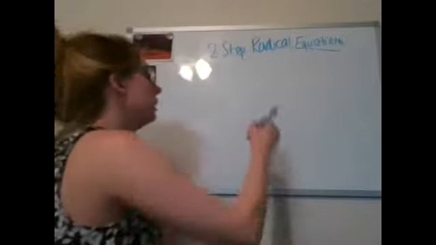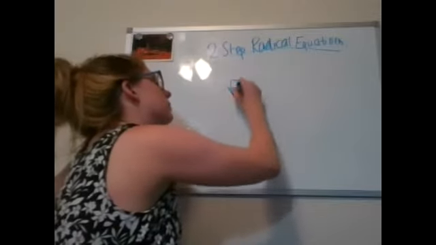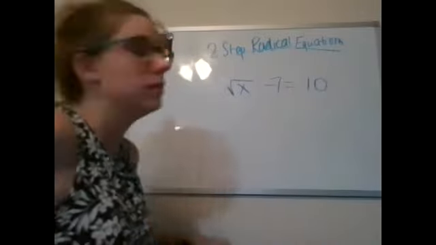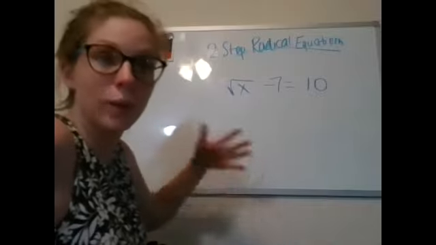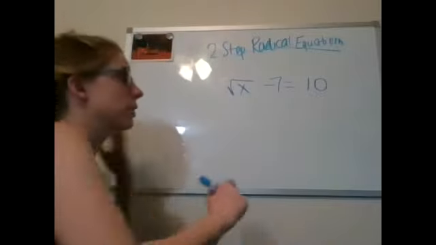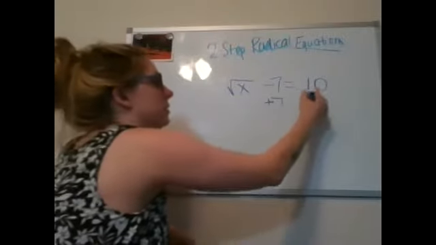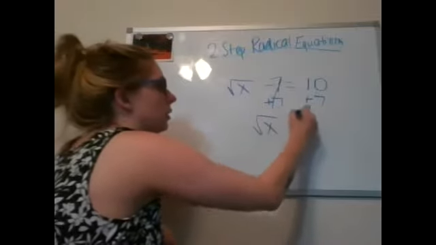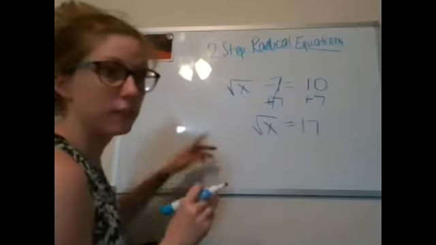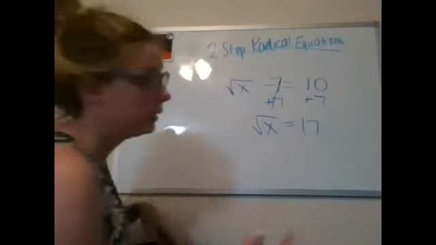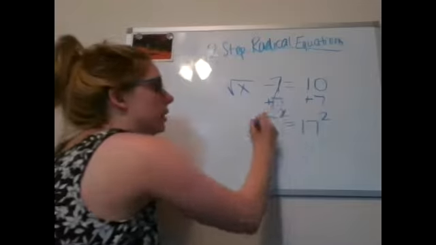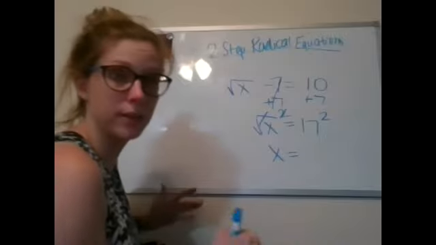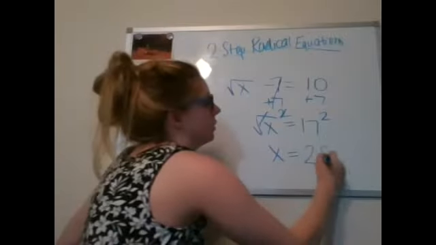All right, let's try this one. Let's say I have the square root of x minus 7 equals 10. Again, this is outside of our square root function, so we're going to take care of it first. So the opposite of subtracting 7 would be to add 7 to each side. Okay, those cancel. So we're left with the square root of x equals 17. The opposite of square rooting something would be to square it. So if we square each side, those cancel, and we're left with x equals 17 squared. Pop it in your calculator. 17 times 17 should give you 289.